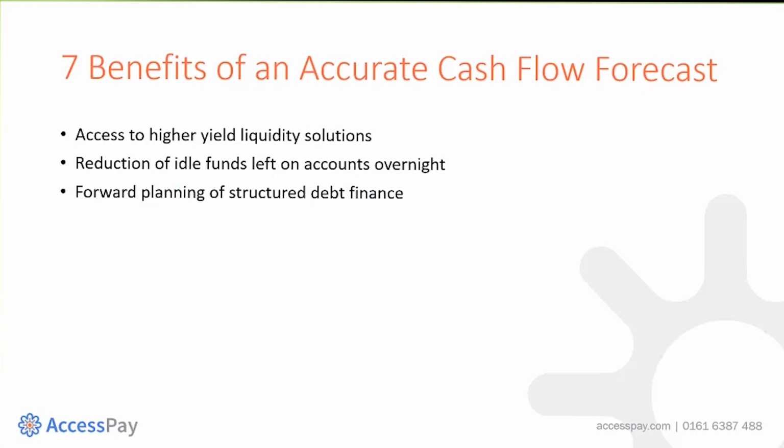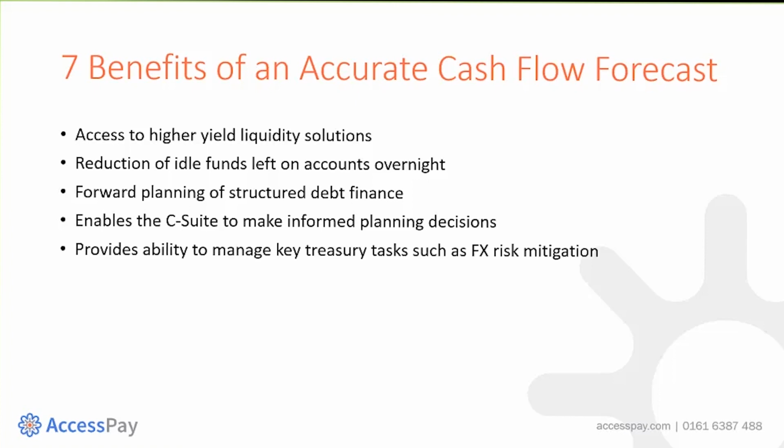The next one is really around enablement of the C-suite and the executive management team of the firm. These teams want to be able to make informed planning decisions. They want to be able to rely on the information that's provided. And so accuracy in the cash flow forecasting is absolutely critical for them to conduct strategic planning and make decisions based on good quality data. Next, good cash flow forecasting provides an ability to manage key treasury tasks such as FX risk mitigation. It speaks for itself, but without a decent cash flow forecast, your FX risk is going to significantly increase.